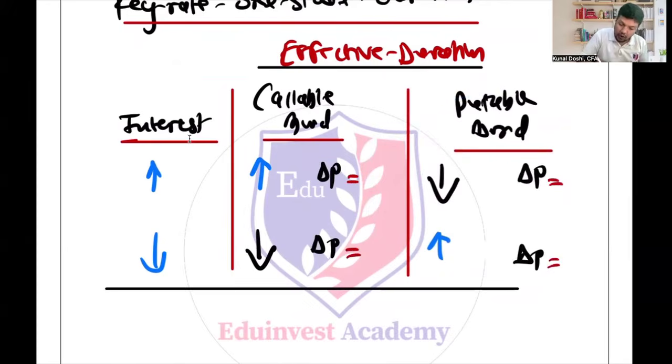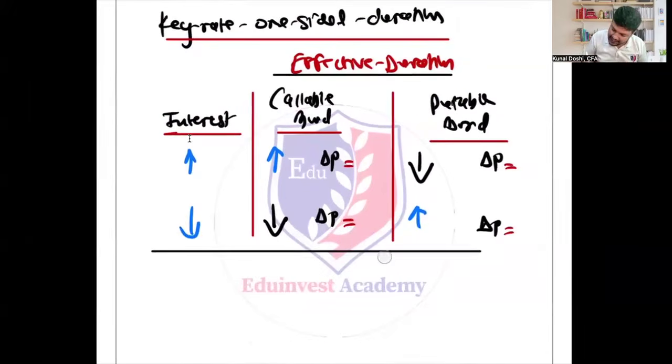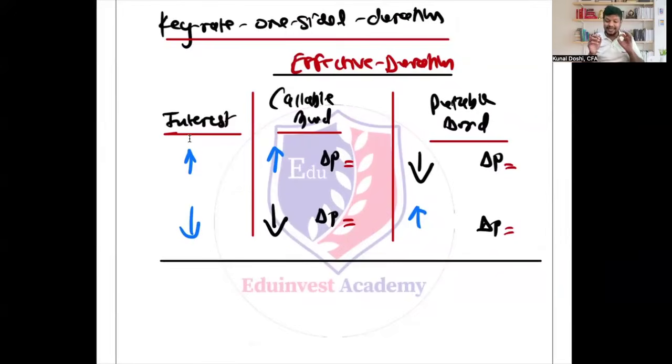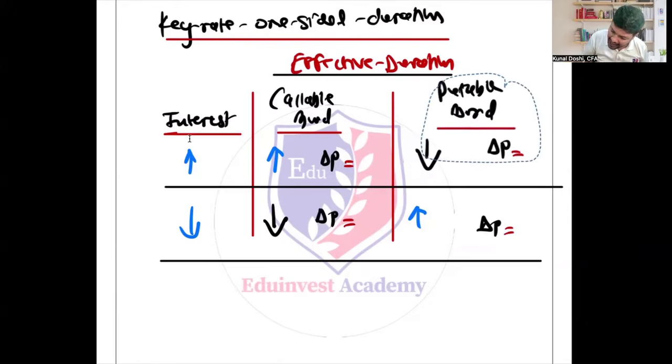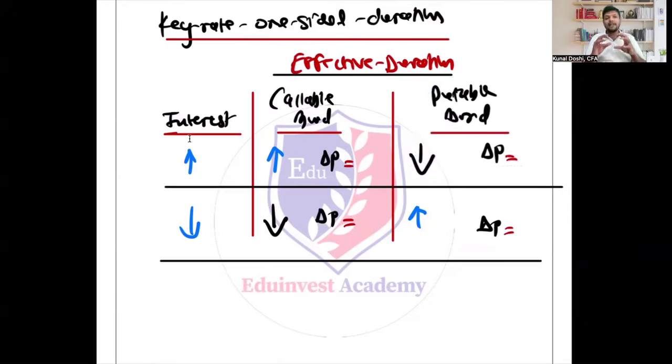Okay. So again, for a callable bond, we can test it here. For a callable bond, when interest rates decrease, this is the downside one. The chances of the bond being called are higher. When I say the chances of the bond being called are higher, what will happen? The rise which was supposed to happen will happen less.